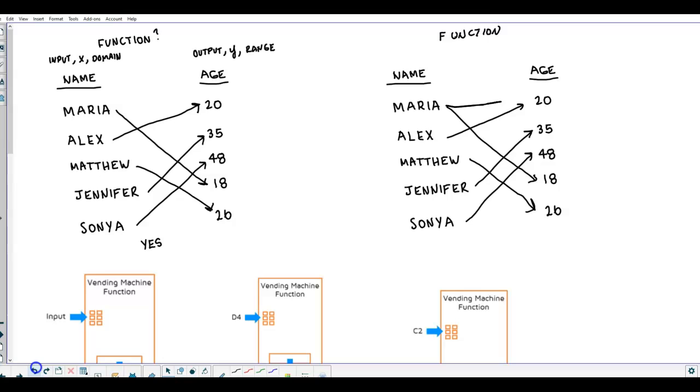Now, if I draw an arrow to 20, what does that mean? That means Maria is two ages. That means she's 20 and 18. Well, that's impossible. So that should tell you that one input has to go to exactly one output. So looking at this scenario, this is not a function.